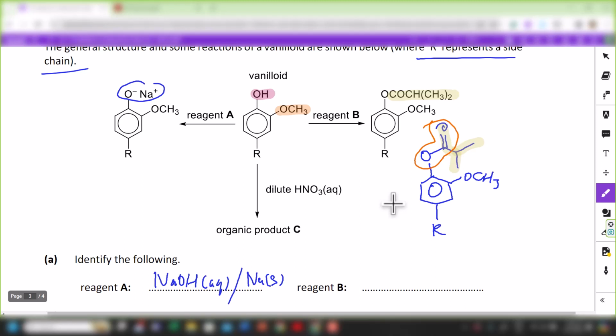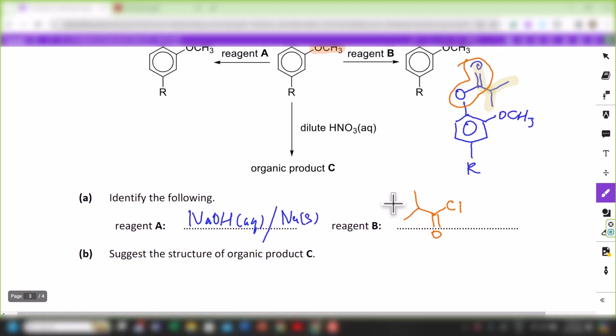Okay, so we can use acyl chloride over here. So I'm going to draw out acyl chloride. Maybe I'm just going to draw the functional group first. Okay, a C double bond O, and instead of OH, I replace it with a Cl. So acyl chloride and phenol will undergo condensation reaction, and it will lead to the production of HCl. So it will appear as white fumes.